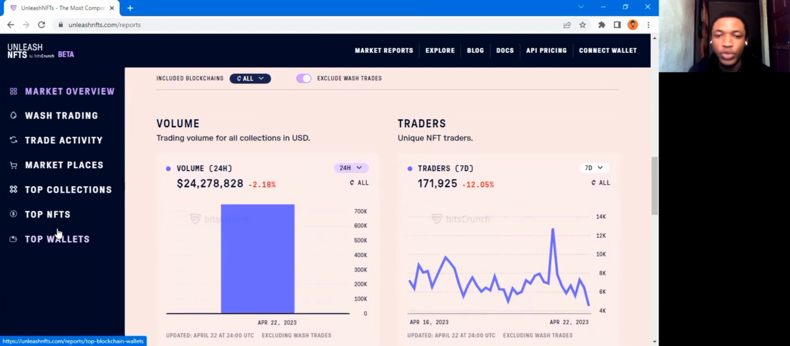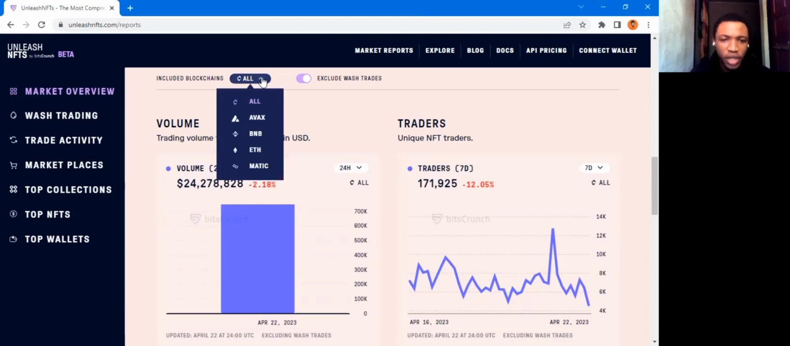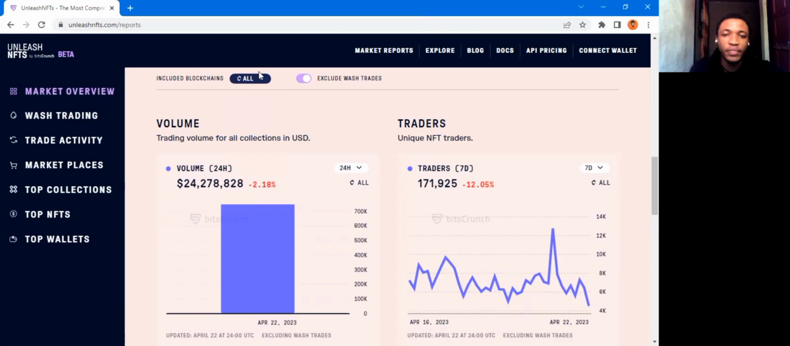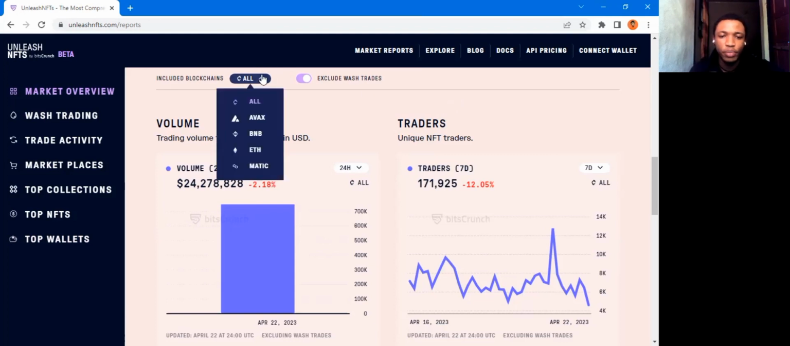And I would like to point out something real quick before we proceed, and that is included blockchain. What does that mean? Basically, I'm going to click on this and it shows what's happening. Oh okay, this is cool. So this has to do with the blockchains that are included in this data, the blockchains that Unleash NFTs covers in terms of the data made available to us. The first one we have here is Avalanche, followed by BNB, Ethereum, and Matic. So this data has to do with these 4 blockchains. All right, I'd just like to point that out real quick.